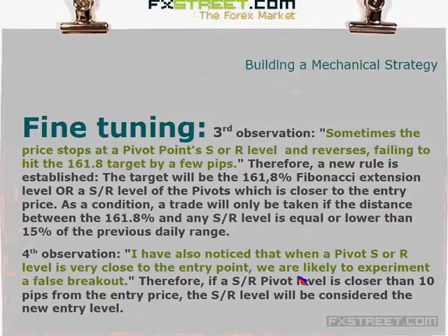The third observation: sometimes the price stops at a pivot point, support or resistance level, and reverses, failing to hit the 1618 target by a few pips. Therefore, a new rule is established. The target will be the Fibonacci extension or a support resistance level of the pivot point, whichever is closer to the entry price. Okay, you just take the level that is closer.